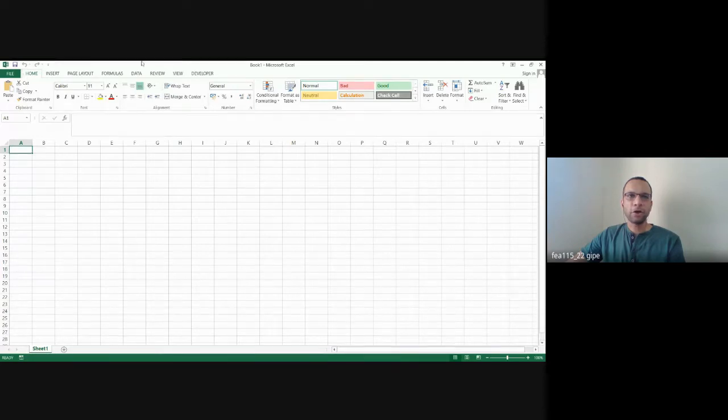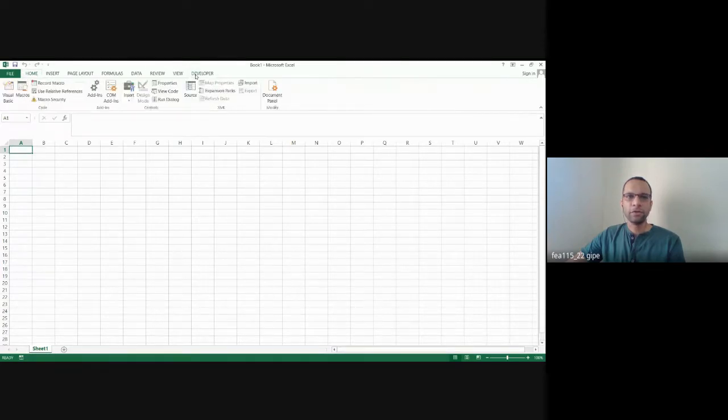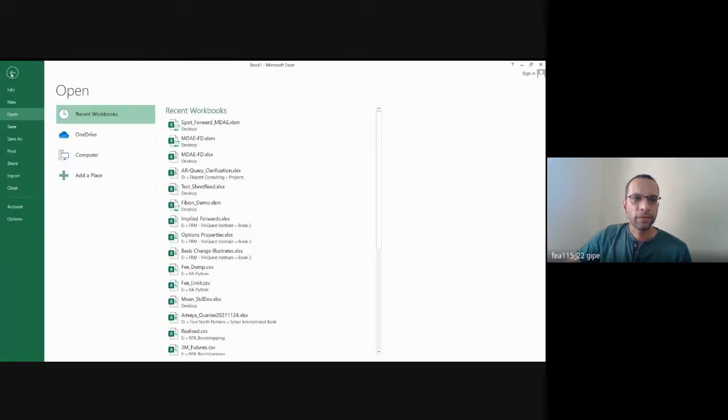If you see in the top bar, you may not have this Developer tab. I think the majority of you won't have this Developer tab because it needs to be enabled. So I'll show you how to do that. You go to File. Depending on which version of MS Office you're using, these menus can be slightly different, but more or less you will find this somewhere.